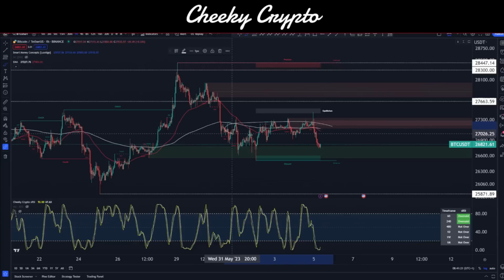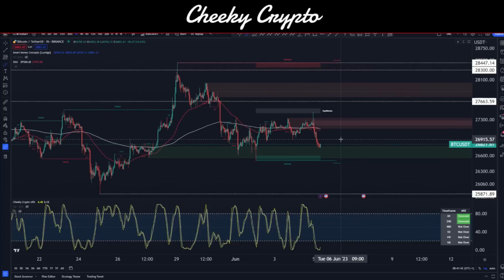In this particular case, we can see that equilibrium here has acted as resistance. Now, we can also see that we were consolidating on the 50 and 200 hourly EMAs, and we got rejected from both of those when we got rejected from equilibrium. So we came down here. Now we are trading below the 50 and 200 EMA, with the 50 EMA being lower than the 200 EMA. Essentially, this means that the short-term price action is lower than the longer-term price action, and price is trading below both of those. So again, it's deemed to be slightly more bearish.